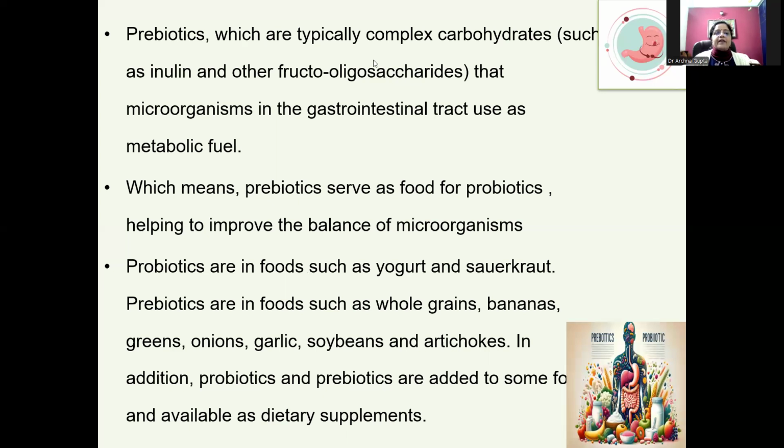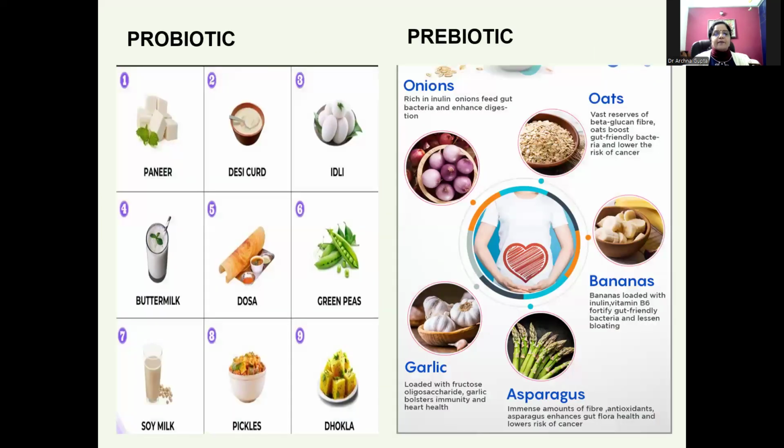Prebiotics are typically complex carbohydrates such as inulin and other fructo-oligosaccharides that microorganisms in the GI tract use as metabolic fuel, which means prebiotics serve as food for probiotics, helping to improve the balance of microorganisms. Probiotics are in foods such as yogurt and sauerkraut. Prebiotics are in foods such as whole grains, bananas, greens, onions, garlic, soybeans, and artichoke. In addition, probiotics and prebiotics are added to some foods and available as dietary supplements.